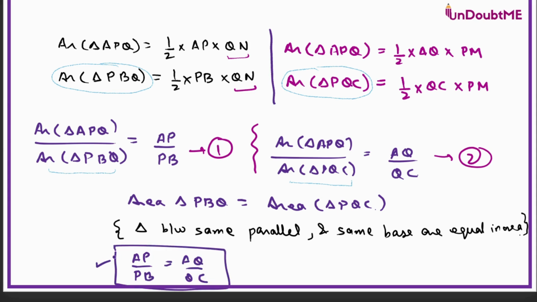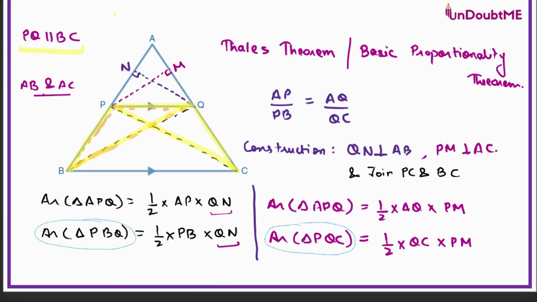In this manner, we have proved that if there's a line which is drawn parallel to one side of a triangle, it will intersect the other two sides such that they are in proportion. This was all about Thales theorem, which is also called as basic proportionality theorem.